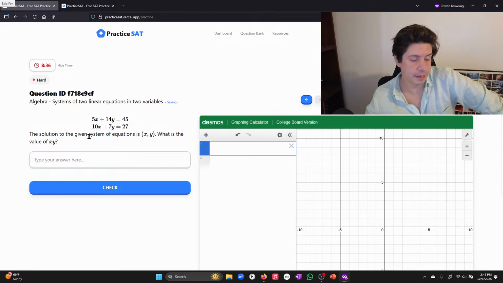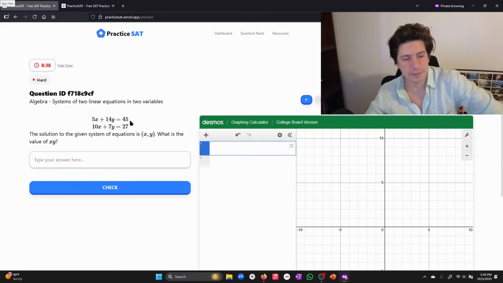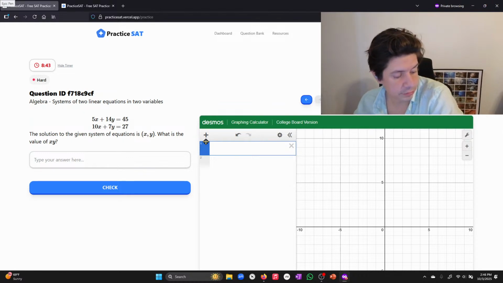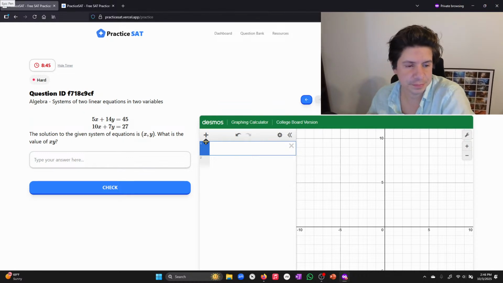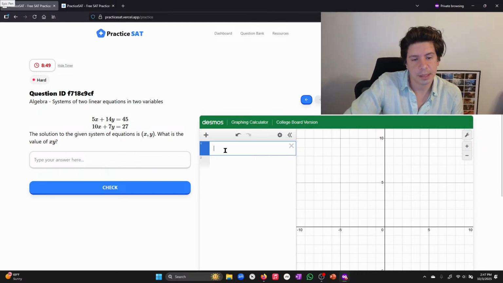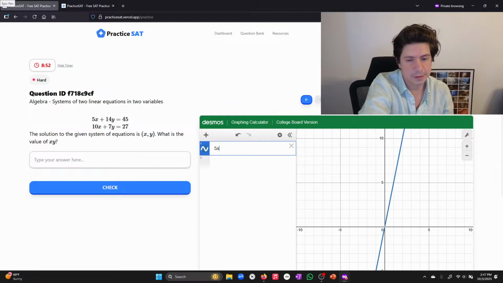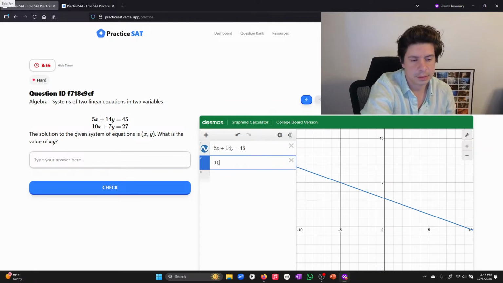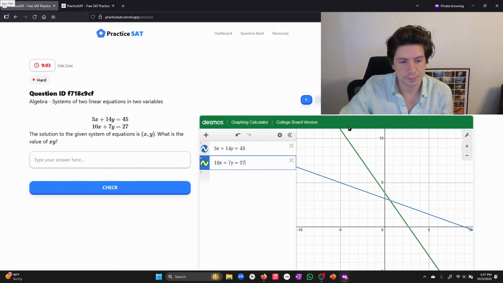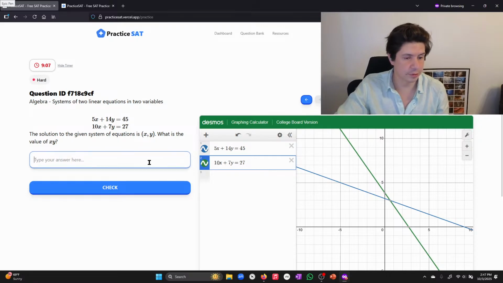So we have 5x plus 14y equals 45. 10x plus 7y equals 27. So how are we going to do this one here? The solution, we could just plug into here and then work it out from there. So I'm going to do 5x plus 14y equals 45, 10x plus 7y. You could also do elimination method, but honestly, this is nice and easy. So we have 0.6 times 3. 0.6 times 3 is going to be 1.8.